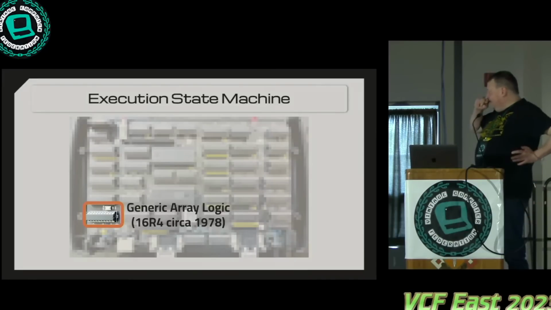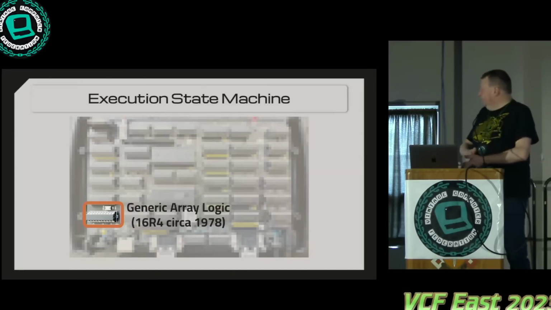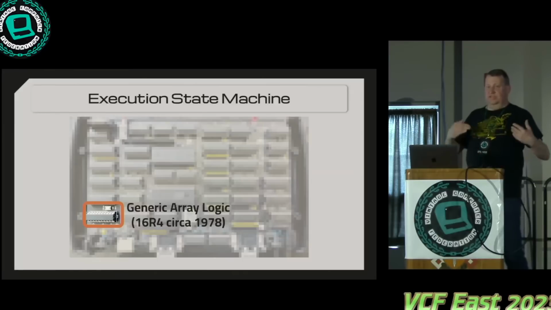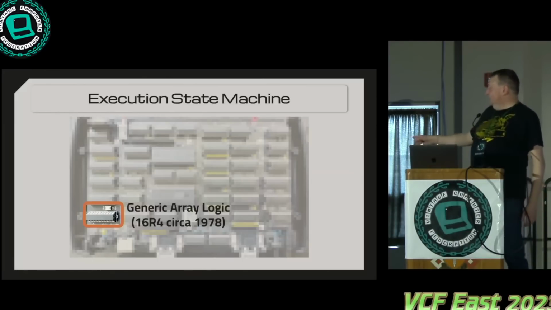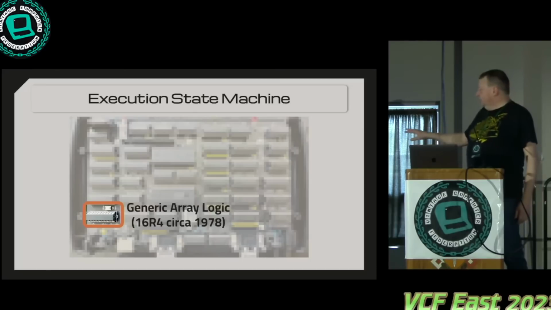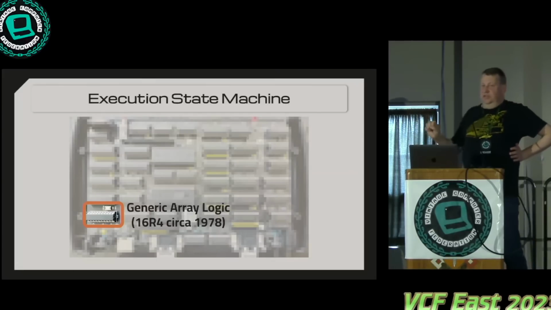So yeah, the actual control unit, I call it the execution state machine. So this is deciding what's happening on the various cycles. And this is actually in a generic array logic. So it's configured as a 16R4, which is about circa 1978. So that is kind of era appropriate. So it just soaks up a little bit of the logic.